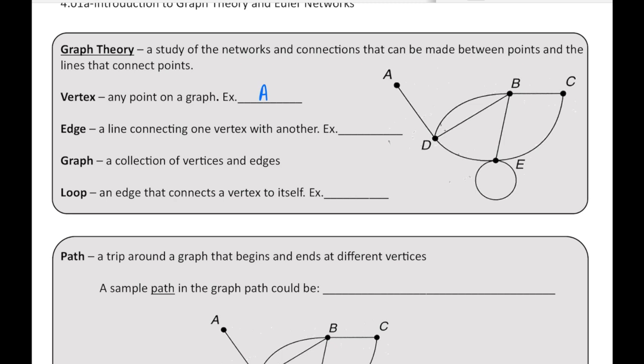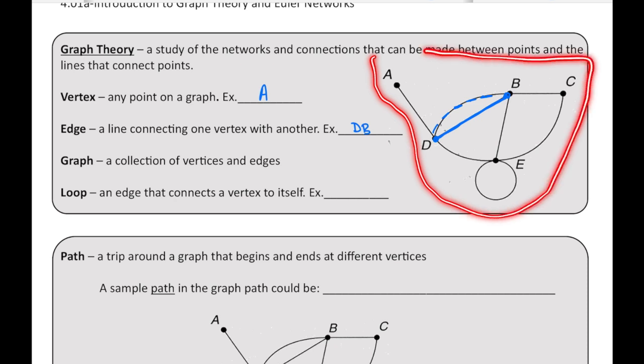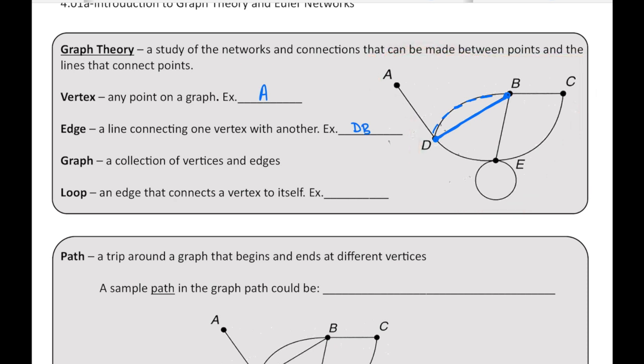An edge is a word that we're going to use for a line connecting one vertex with another, and that's going to be represented by two letters. For example, DB. Now DB could be the straight line edge I'm highlighting here, or it might be the edge that I'm using, my dashed line on top, the curved line. Either way, those are two different edges. But an edge is any line connecting one vertex with another. Our graph is this collection of vertices and the edges that connect them.